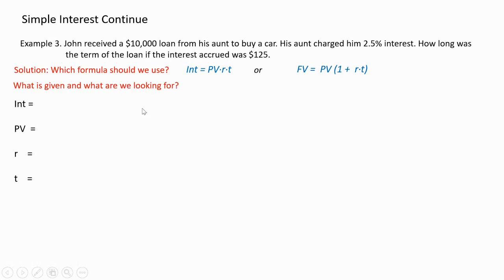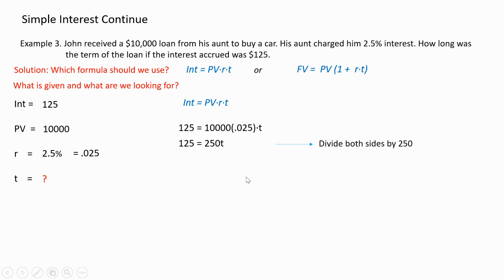So what is given and what we're looking for? We're looking for how long, so how long means time. The interest accrued is 125. The present value was 10,000. The interest rate was 2.5%, which is 0.025. So all we do is plug into the formula. If we multiply 10,000 times 0.025 it will give us 250. Then we divide both sides by 250. It's going to give us 0.5. So it's going to take us half a year, or 0.5 years.